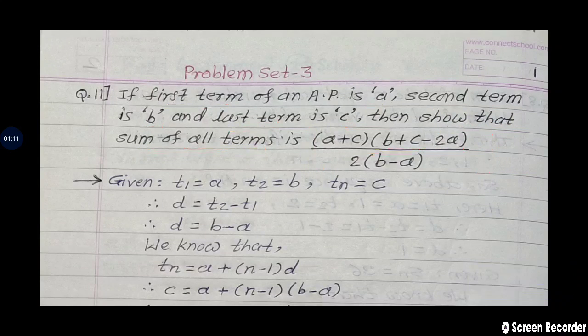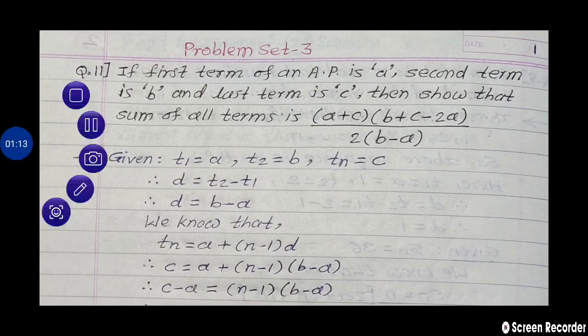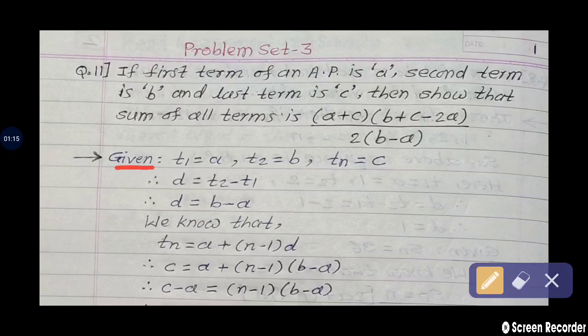So, answer. Given: the first term is A. What is the meaning of this? So T1 is equal to A. Second term is B, means T2 is equal to B. And the last term is C, means Tn. Last term means the nth term, so it is indicated as Tn is equal to C.